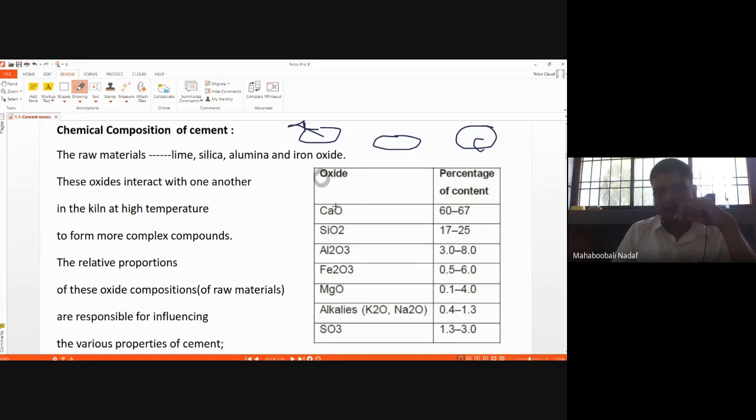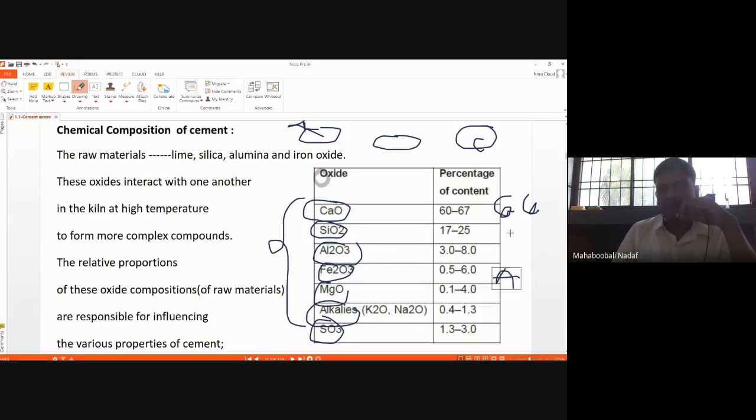Can you see so many elements are there? Calcium oxide, silicon oxide, aluminum oxide, ferrous oxide, magnesium oxide, alkalis, sulfur oxide. All these oxides are present in the raw materials. What are the raw materials we generally use? Calcium carbonate, that is limestone, a calcareous material. Another material is argillaceous material. So various chemical compounds are present.